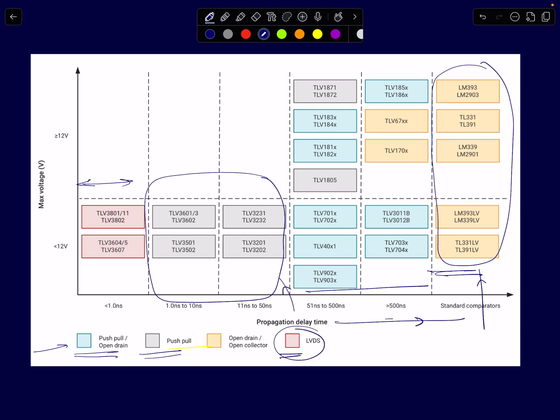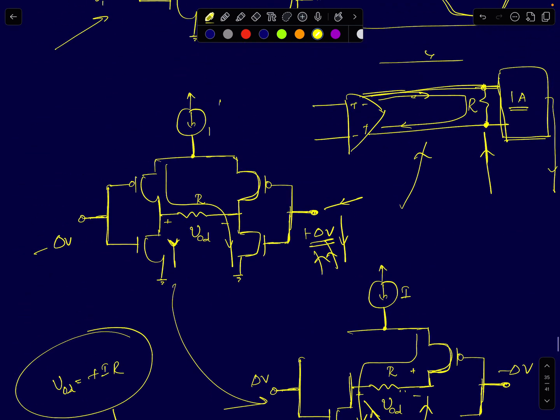LVDS, if you look at this LVDS output based comparator, it's like a differential pair, and it's always going to draw a constant current from the supply. Therefore they are going to draw some quiescent current, so there will be a finite power dissipation. If your differential input signal is large enough, you can have zero static power dissipation in the open collector and open drain output based comparators, at least close to zero. In push pull output, you can have zero static power dissipation, but here you will have a finite power.